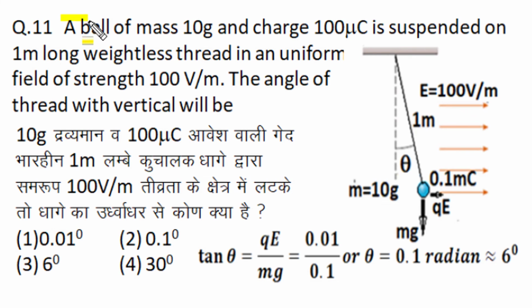We are given a charged ball of mass 10 gram and charge 100 microcoulomb or 0.1 millicoulomb, and this ball is suspended from a support through a weightless 1 meter long string in a uniform horizontal electric field of 100 volt per meter. We have to find the resultant equilibrium position of this string from the vertical, or we have to obtain this angle theta here.